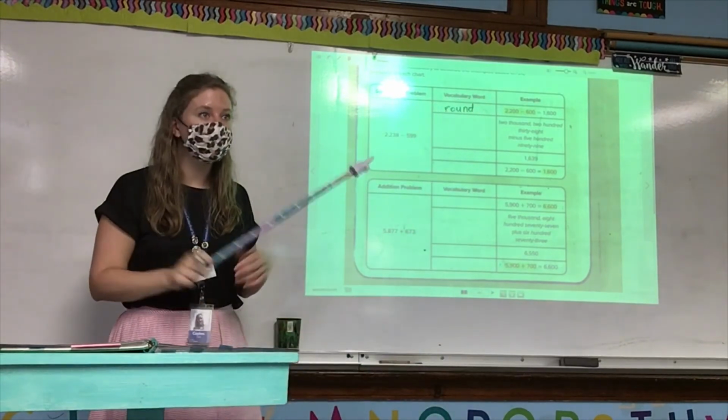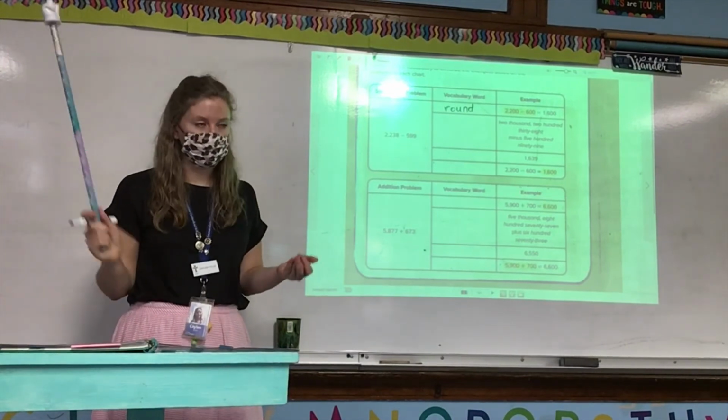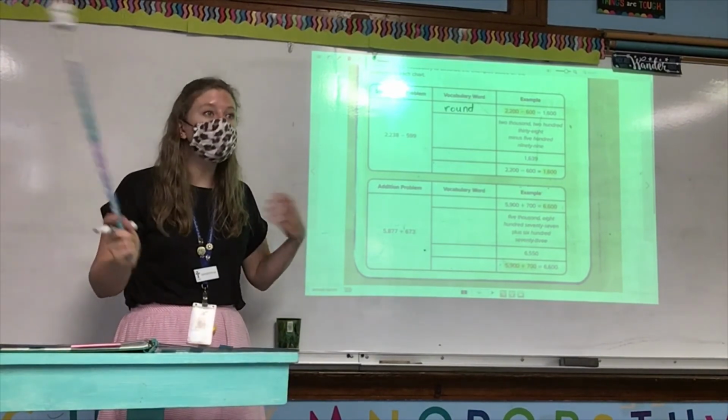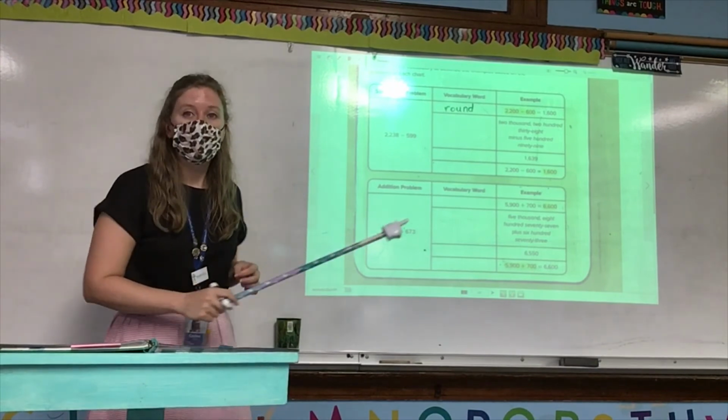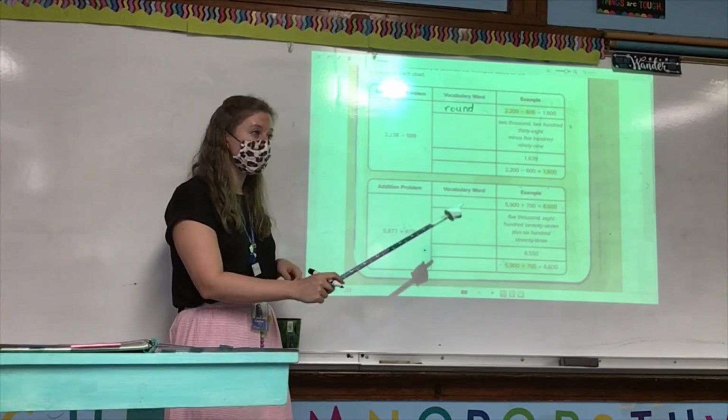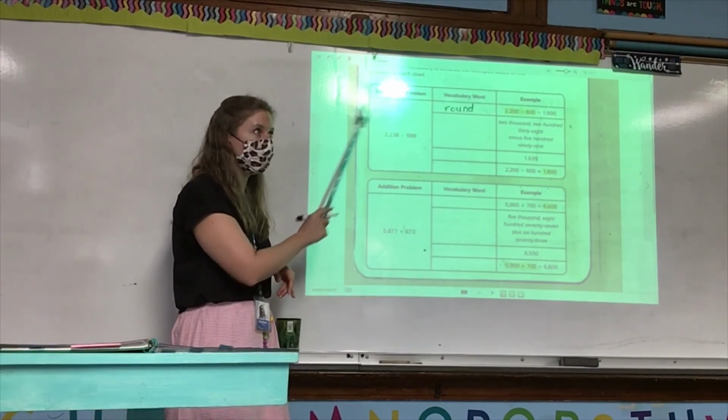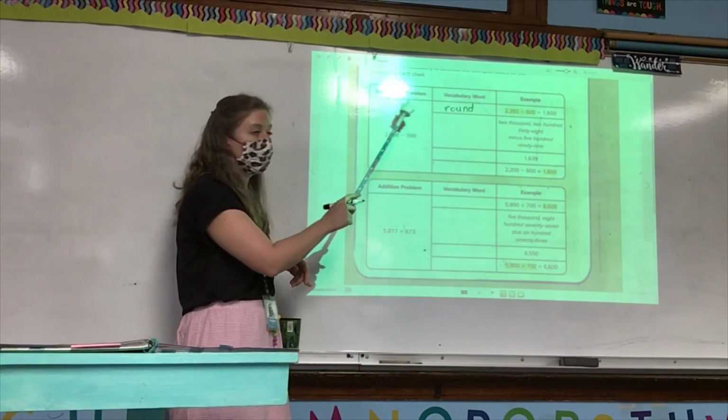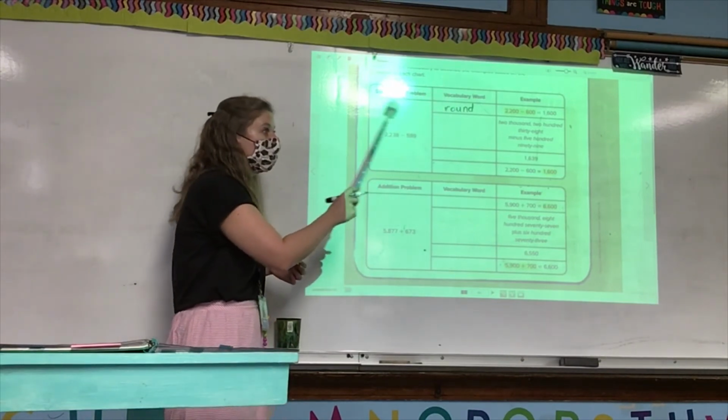If you're not sure, use process of elimination. Don't just guess or sit there like I have no idea. Use process of elimination. That means you look at all of your choices and you think, does this one work? No, it doesn't. So I'm going to cross it out. Well, I'm not going to cross it out because you have to use them again. But I'm going to move on to the next one.